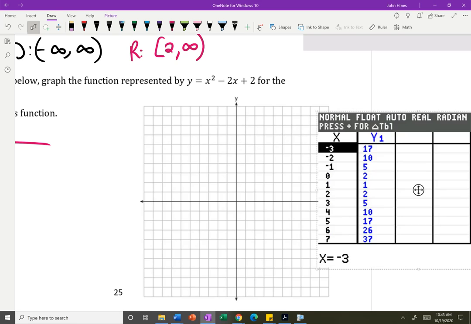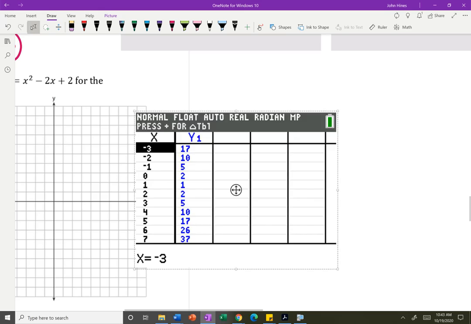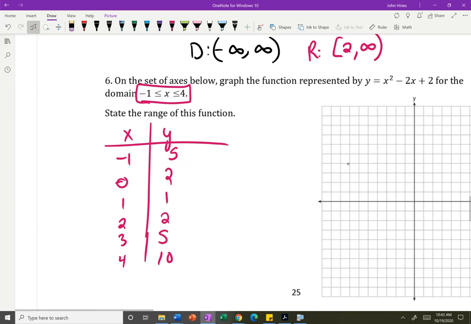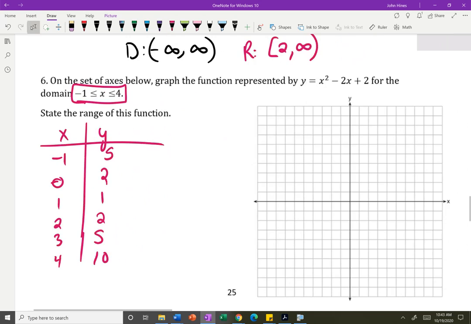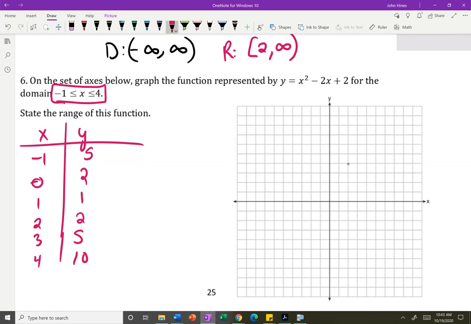I know that curve goes on forever, but I said in this problem, graph it over this domain, start, stop. So I'm not going to graph that whole U shape. I'm only going to graph those points. 1, 2, 3, 4, 5. -1, 5. 0, 2. 1, 1. 2, 2. 3, 5. And then 4 all the way up to 10. So again, no arrows on this graph. Normally this curve gets arrows, but I'm going to stop right there because I told you where to start and stop.